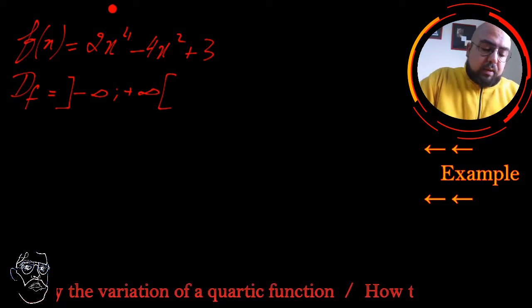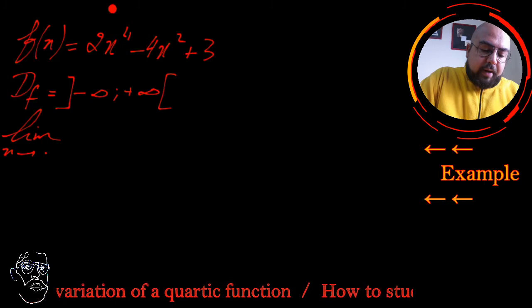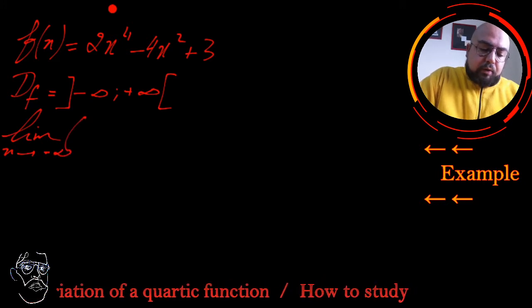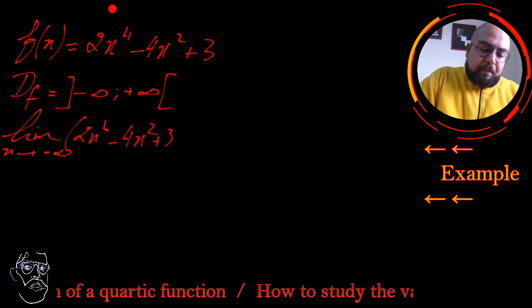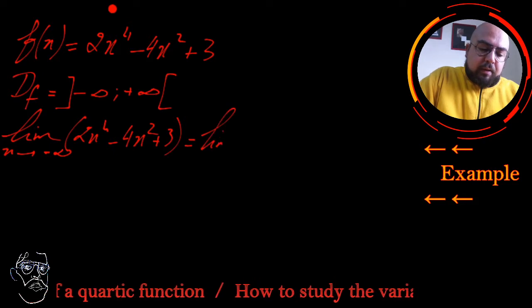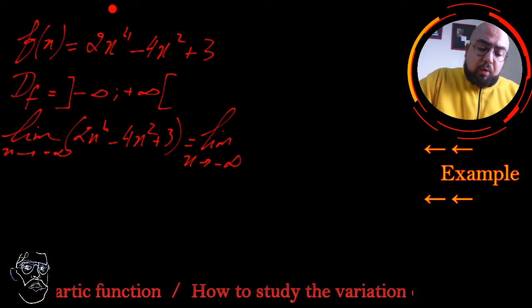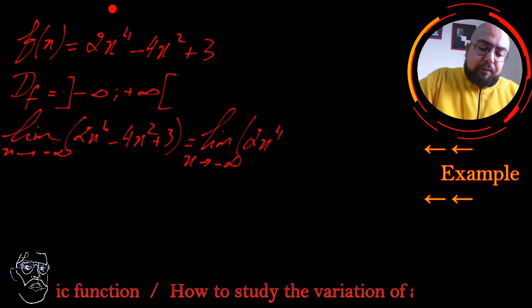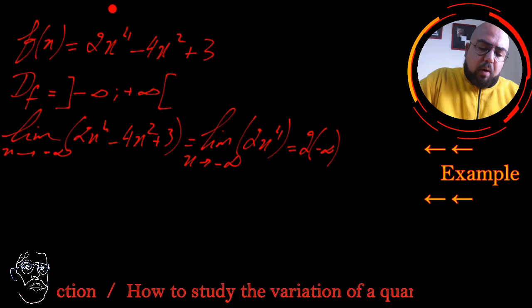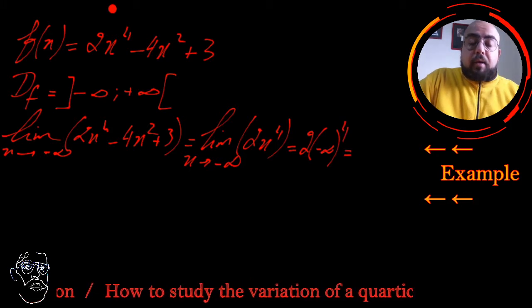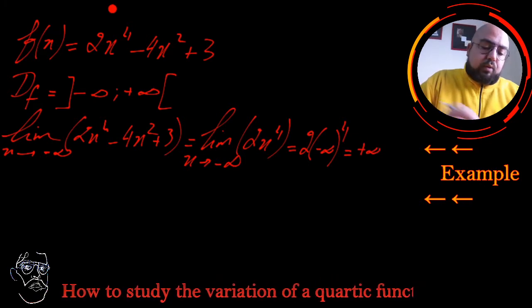The second step is to study the limit. So limit when x tends towards minus infinity of your function, which is 2x^4 minus 4x^2 plus 3, you can say that it's the limit when x tends towards minus infinity of your highest degree monomial, which is in this case 2x^4. Then you will have to do a simple replacement, so it will be 2 times minus infinity to the power of 4. The final result will be plus infinity. Minus infinity to the power of 4 is plus infinity, times 2 is plus infinity.